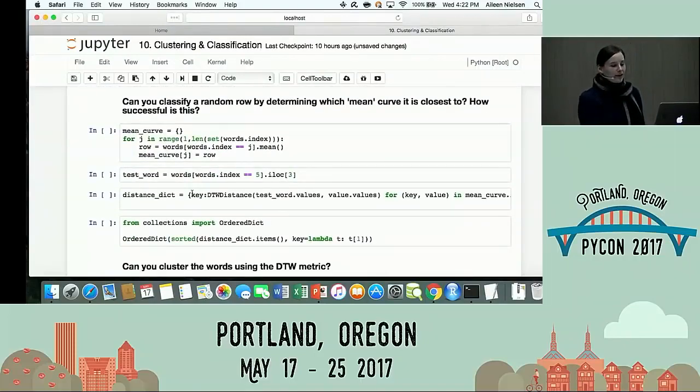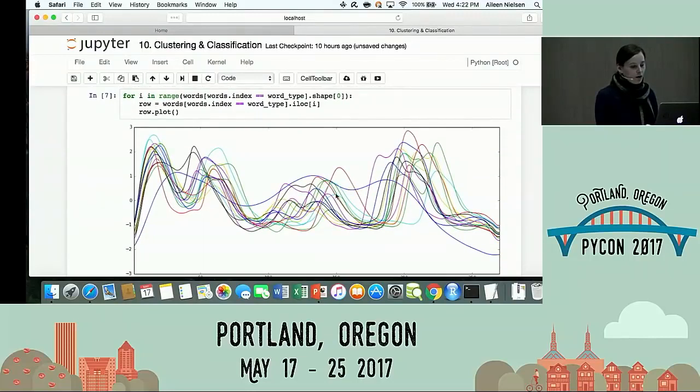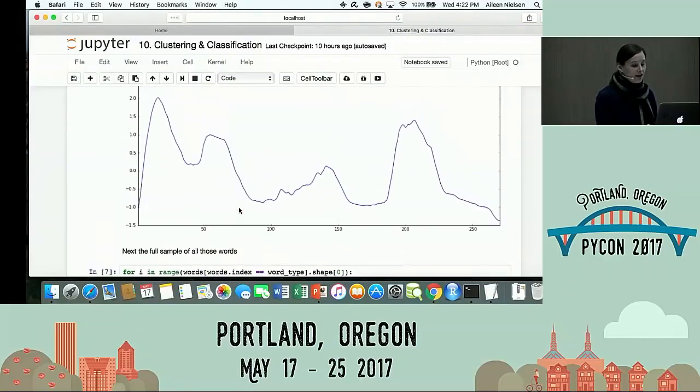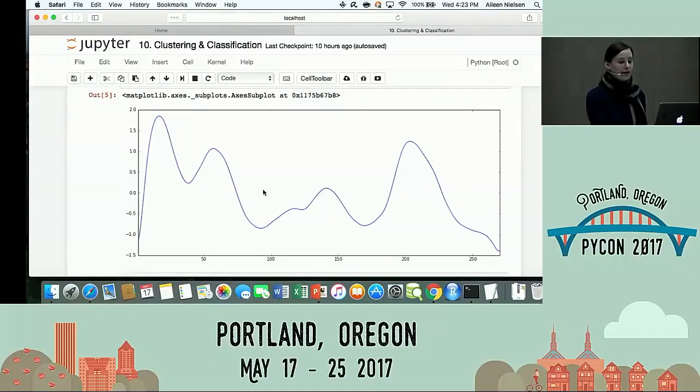So let's think about, can we classify a random row by determining which mean curve it is closest to, right? So we looked at the variety, for example, of words, right? These are all the exact same word. We see quite a bit of variety, but we also saw that we could take a mean or a median of all of them, combine that, and get some sort of mean shape per word. So first reasonable question we can ask is, can we use this distance metric to figure out for an individual messy data sample, which idealized form is it closest to? And is that a good way of classifying a time series?